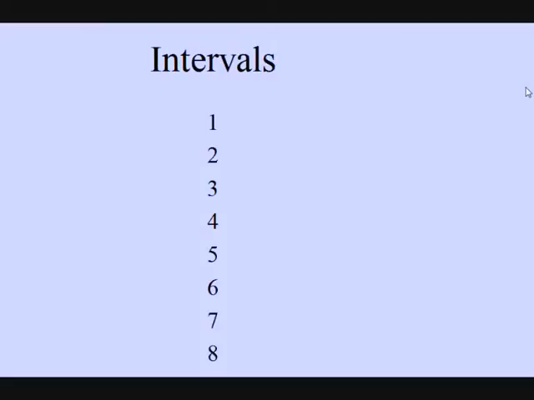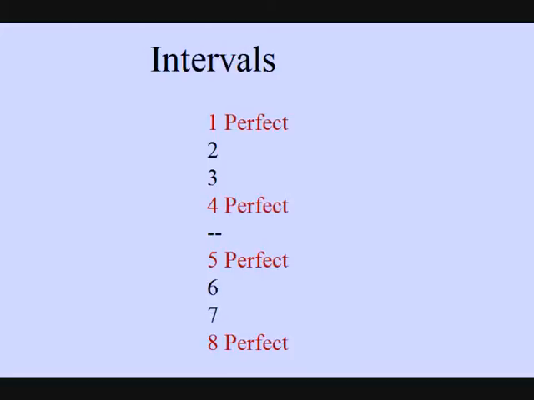To understand intervals, we're going to make a list of 8 numbers, and we're going to draw a line between 4 and 5, as we can see now. This divides the list into two equal parts of 4 numbers, and we're going to pay special attention to the numbers 1, 4, 5 and 8. Those will represent the perfect intervals.